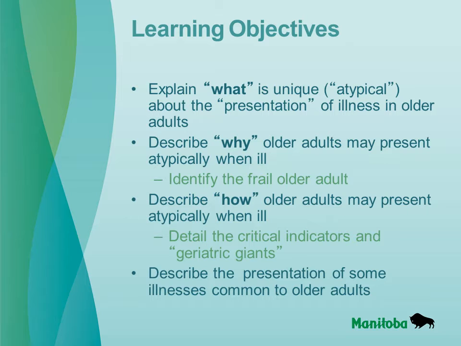Implicit in this is detailing the critical indicators or geriatric giants that affect our elderly population. And lastly, describe the presentation of some illnesses common to older adults. Explanation and details related to frailty, critical indicators, and geriatric giants will be provided in upcoming slides.